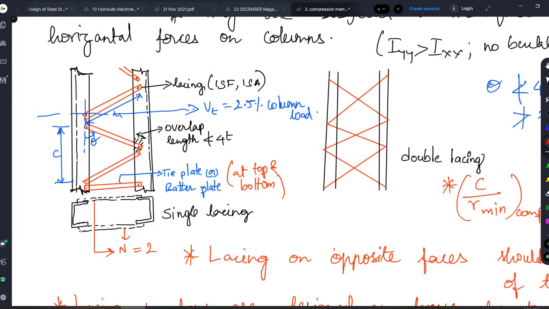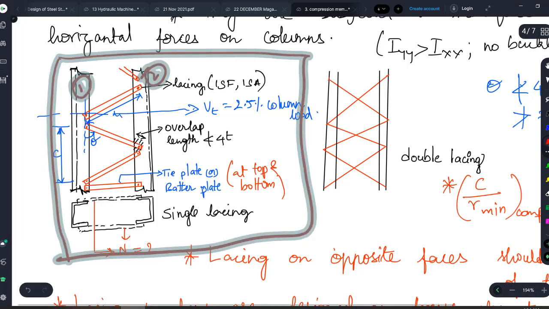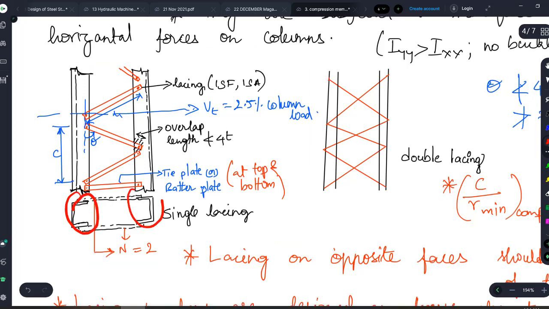Yeah. So very simple diagrams. Just have a look at this. Okay. So here we have two C sections. So this is the first C section. This is the second C section. Right. So you can see from the top, if you are able to see, you will be seeing something like this.